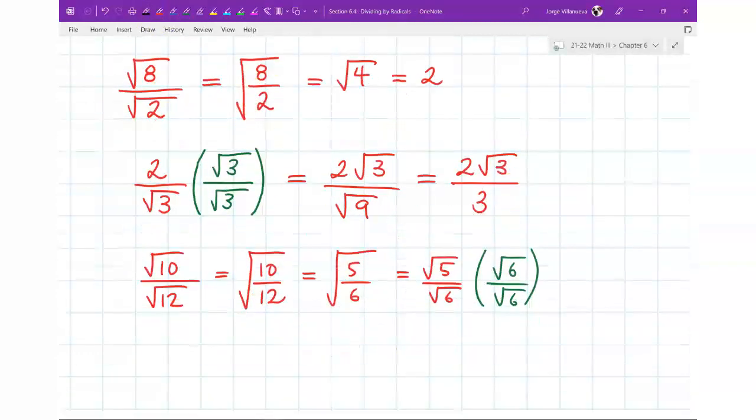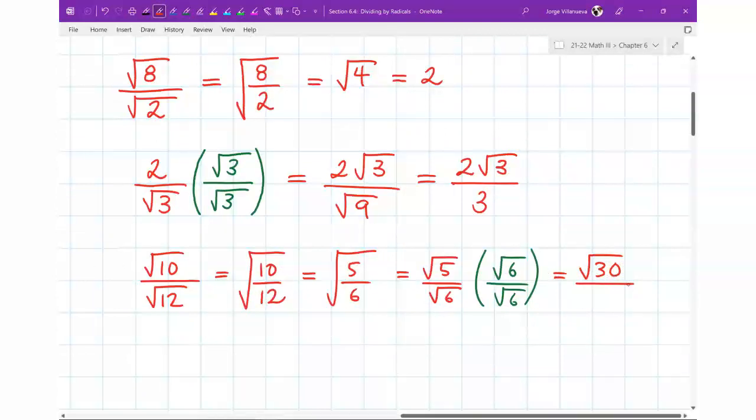Okay? Square root of 5 times square root of 6, that's square root of 30. And square root of 6 times square root of 6 is the square root of 36. What's the square root of 36? Alright, so that's radical 30 over 6. And that's your answer.